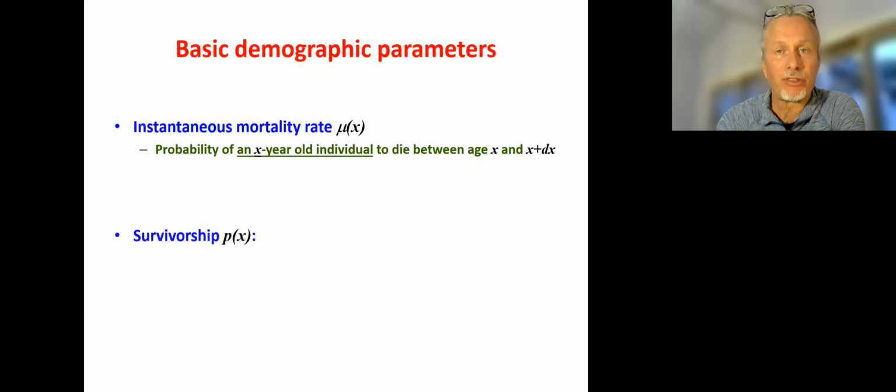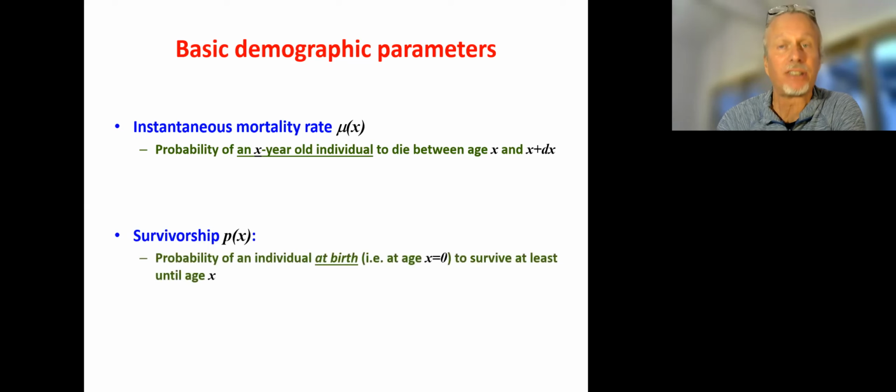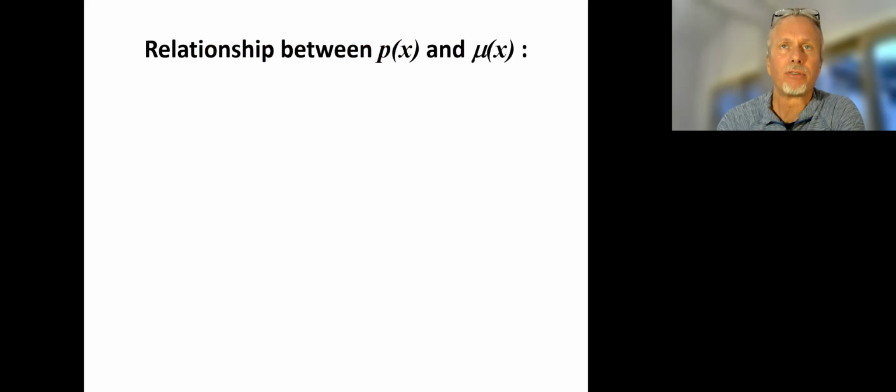Then we have the survivorship function, which is a function of age. We indicate with p of x the probability of an individual at birth, that is at age x equals 0, to survive at least until age x. What is the relationship between the mortality rate and the survivorship? Well, let's look at that.